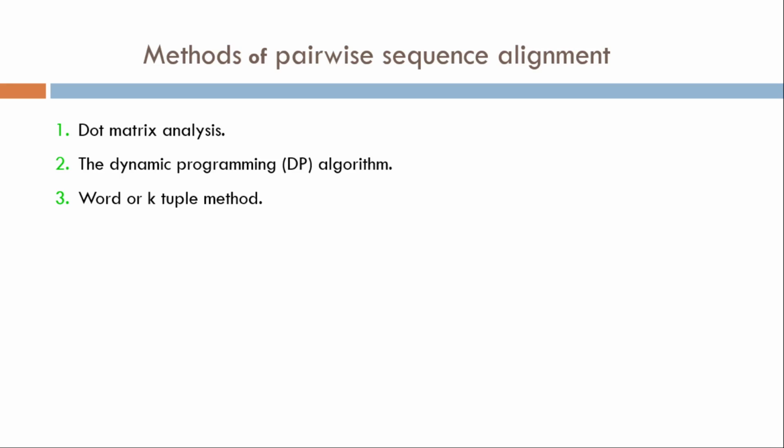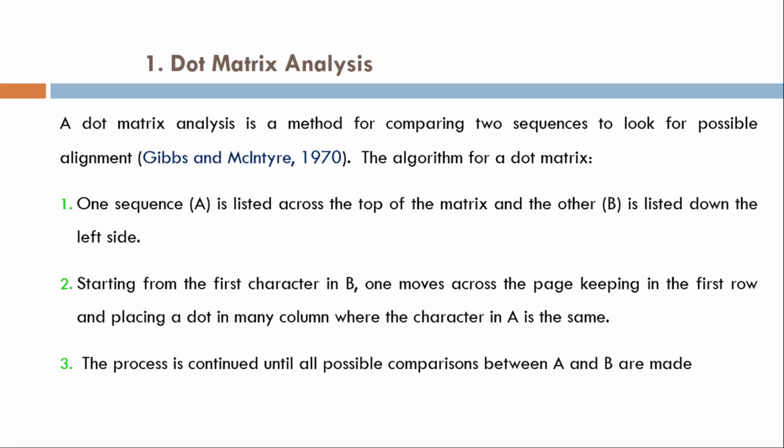So first, let's discuss dot matrix analysis. What is dot matrix all about? Dot matrix analysis, or the dot matrix algorithm, is a method for comparing two sequences to look for possible alignments. This was the first method, developed by Gibbs and McIntyre in 1970.